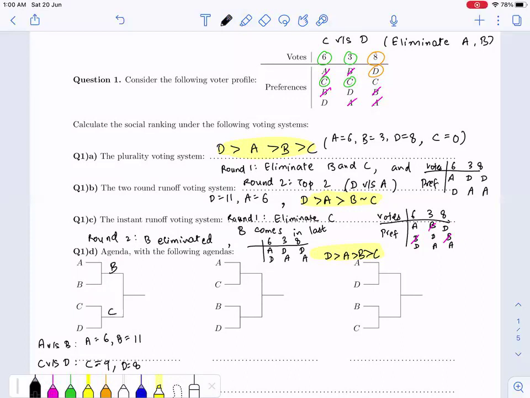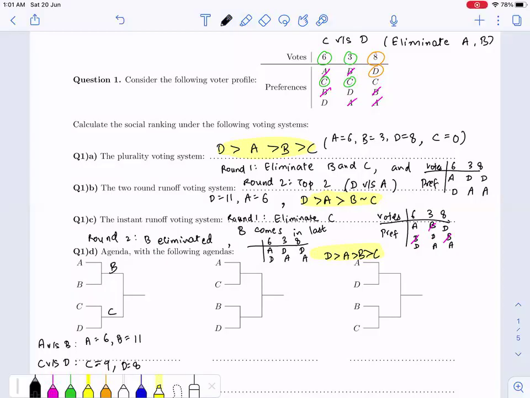So C wins over D. See how weird it is that D was the absolute winner under all of these systems: the plurality, two-round runoff, and instant runoff. D was the winner and C came in last every time. So this was the winner, this was the absolute loser. But with this agenda, if we just compare C and D in a head-to-head match, C actually wins over D. So agendas are very, very skewed.